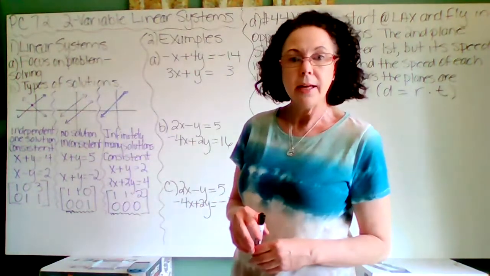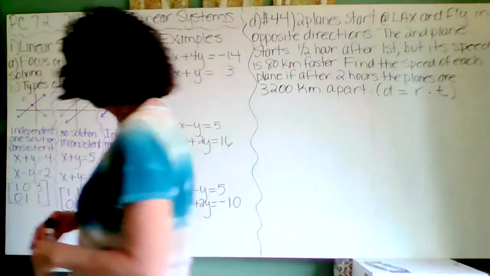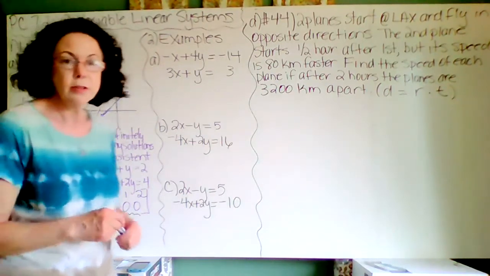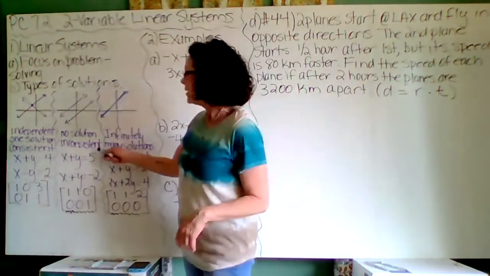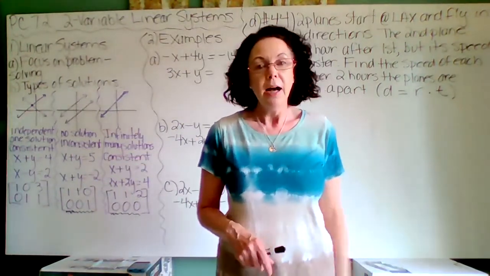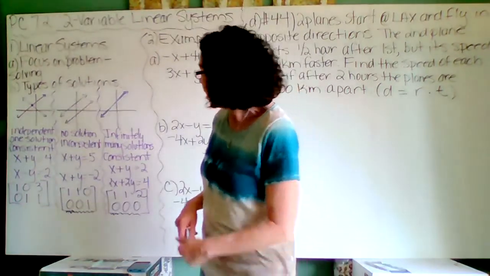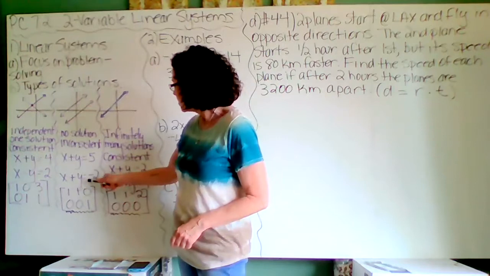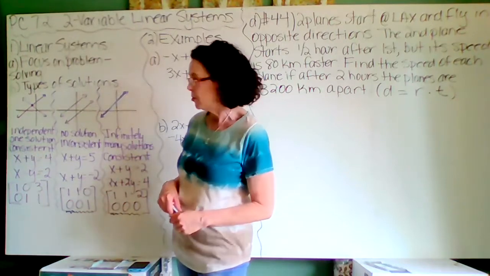You could have a linear system that has no solution. Graphically, that would look like this. That would be two parallel lines. They do not have a point in common. That is called no solution or inconsistent because there's no point that consistently makes both linear equations true. That would be an example of x plus y equals 5 and x plus y equals -2.